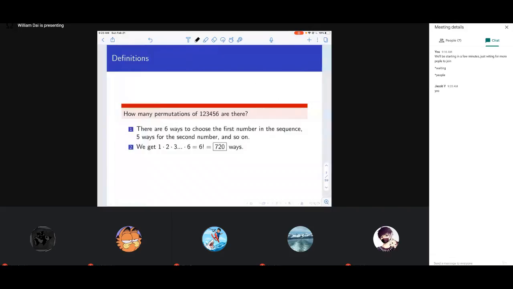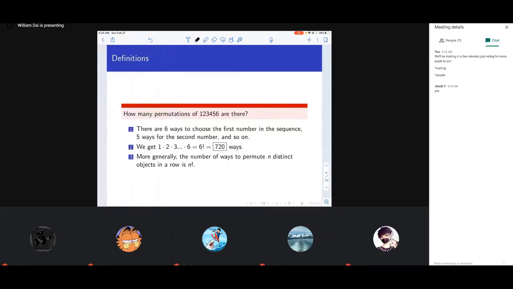Okay, and then we do the same process again. Say we choose 3 as our second number, so we have 2, 3 so far. Now we eliminate 3, and we have 4 ways to choose the third number. And we keep going, and this turns out to be our factorial from before. It's 6 times 5 times 4 and so on down to 1. That's just 6 factorial, which we can compute to be 720.